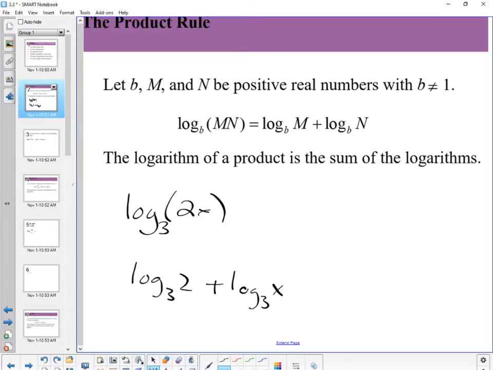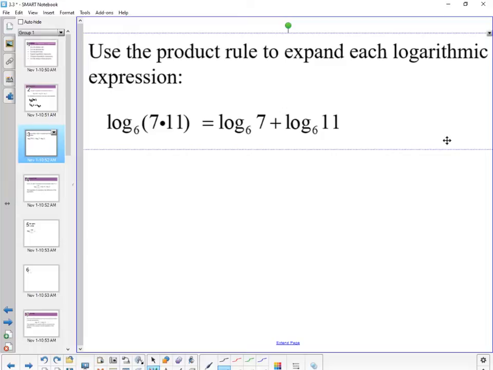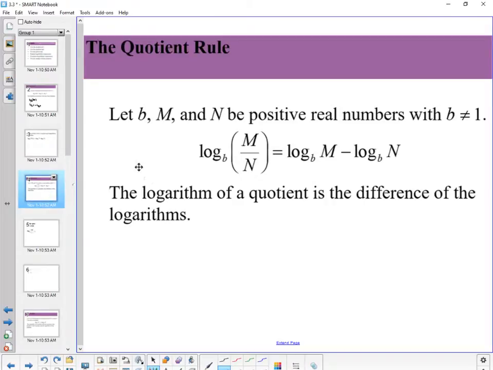Can I change the slide? Good. Okay, so here's an example. If I had the log base 6 of 7 times 11, I could break that up into log base 6 of 7 plus log base 6 of 11. Simple enough? Here's the next rule. If I have a quotient, then the quotient can be split up into the difference of the 2. It would be the log of the numerator minus the log of the denominator.